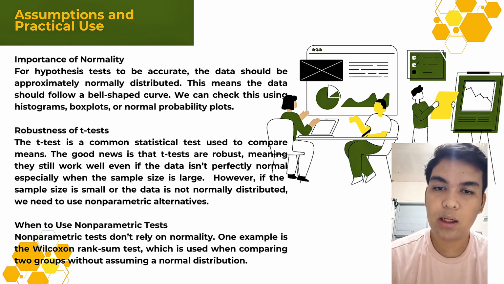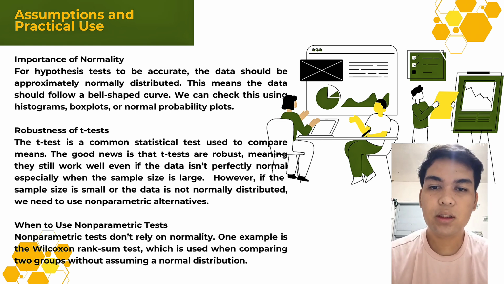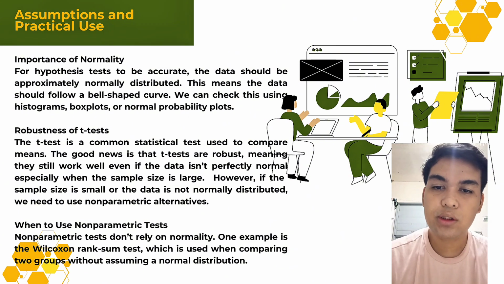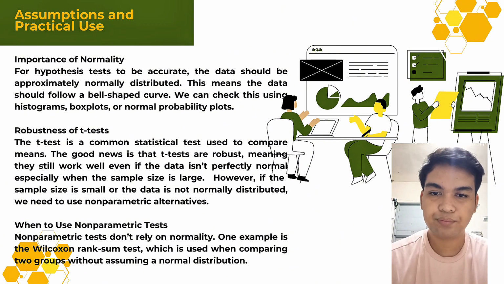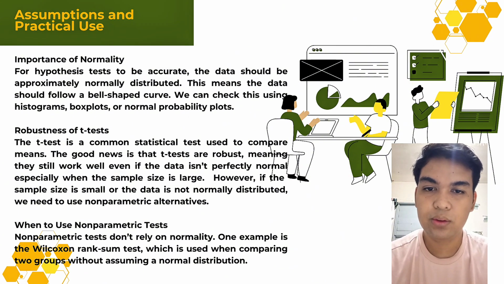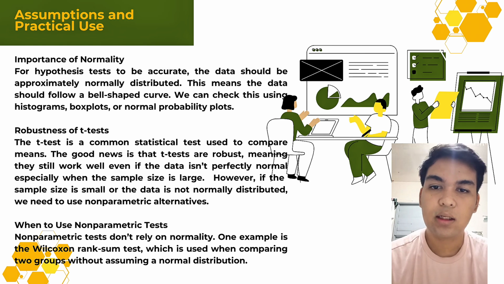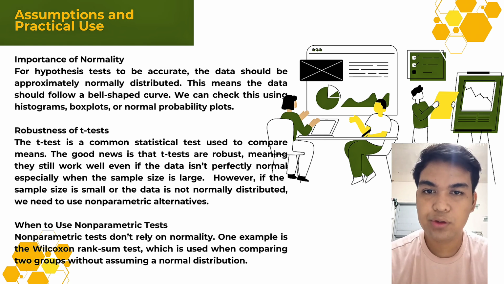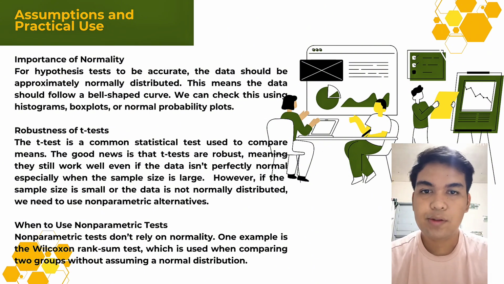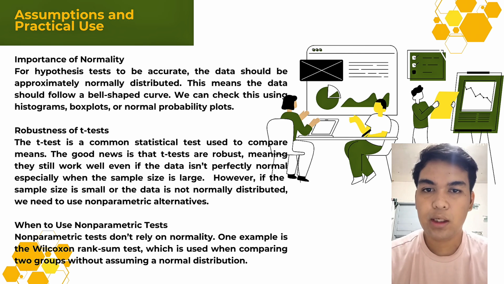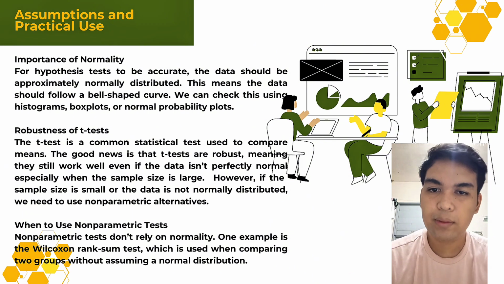Now, before we conduct a hypothesis test, we need to consider some assumptions. One of the most important assumptions is normality. For a hypothesis test to be accurate, the data should be approximately normally distributed. This means the data should follow a bell-shaped curve. We can check this using histograms, box plots, or normal probability plots.